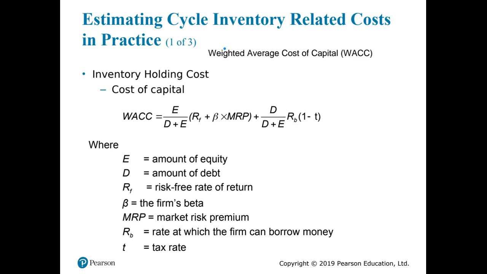So let's calculate the weighted average cost of capital. The formula is given. E is the amount of equity. Equity we know is basically the owner's equity or their investment into the business. So it is to be divided by the debt, which is the loan they have to pay. RF is basically the risk-free rate of return.